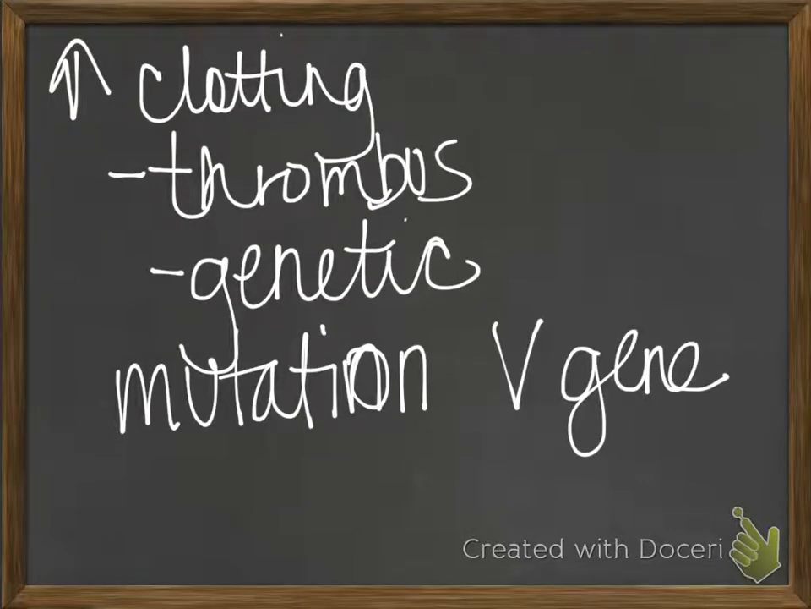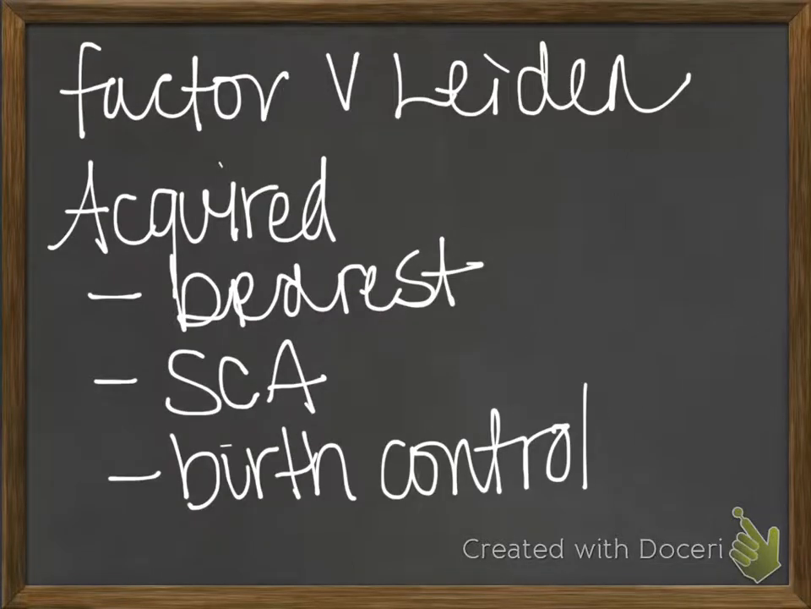So increased clotting activity. We don't want increased clotting activity, obviously, because we can have thrombus formation. These things are usually genetic and affect coagulation components of our clotting process. And it's usually a mutation in factor V, and that's what we call the factor V Leiden. And it predisposes people to thrombus and DVT, especially women in pregnancy.